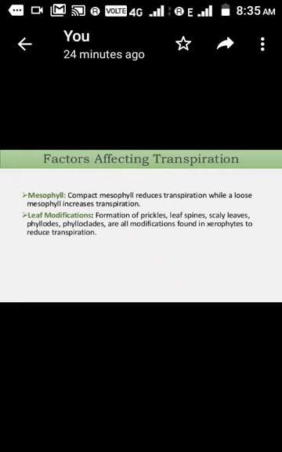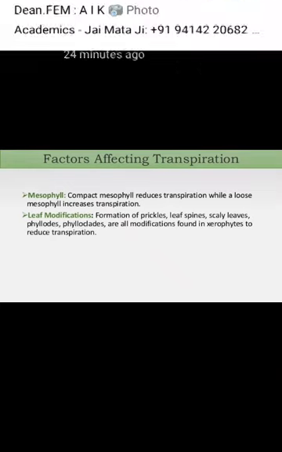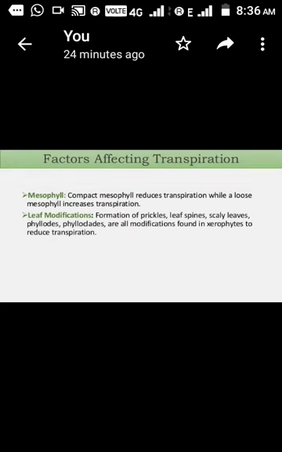Another one is mesophyll. Students, this is the tissue found in the leaves. When you study the anatomy of the leaf, you will find the upper epidermis, the lower epidermis, and in between these two there are mesophyll cells. When the mesophyll tissues are compactly arranged, that reduces transpiration, while loose mesophyll increases the rate of transpiration.